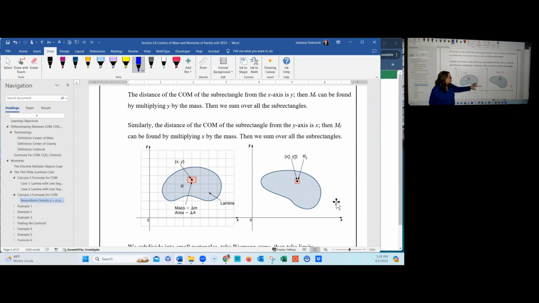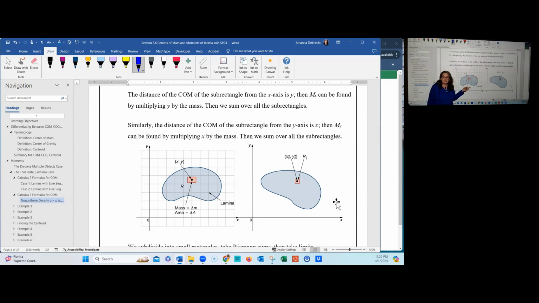Well, we're going to start with a flat region. This is a 2-dimensional region. This is our lamina, all right, which is just some flat 2-dimensional blob. And we're going to divide it into a grid. So we're going to cut it parallel to the y-axis, cut it parallel to the x-axis. And this is going to create a whole bunch of small rectangles.